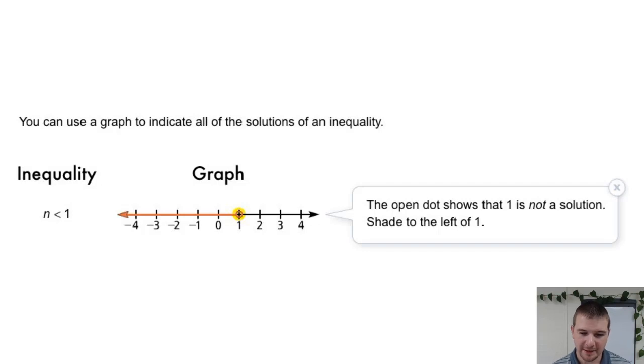The open dot shows that 1 is not a solution. We're only talking about values or real numbers less than 1. So the dot at 1 is an open dot. And then we shade or draw an arrow pointing to the left. And that arrow itself represents all possible values on the number line that are less than, or to the left of, positive 1.